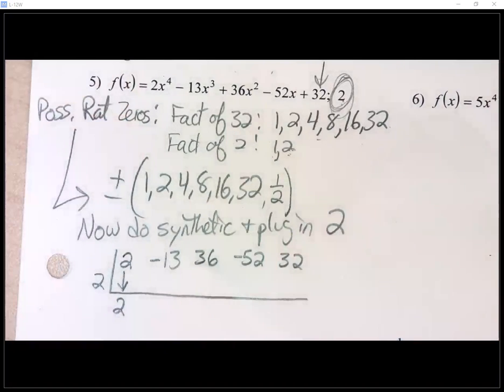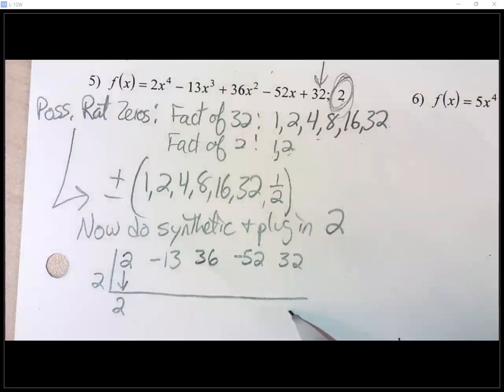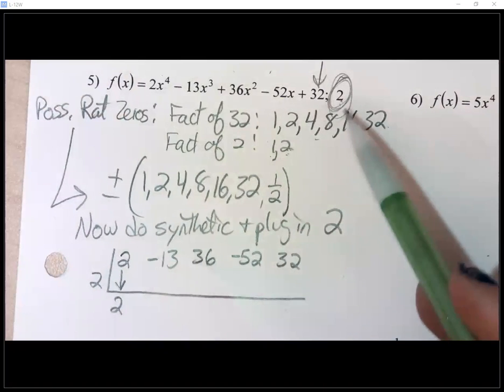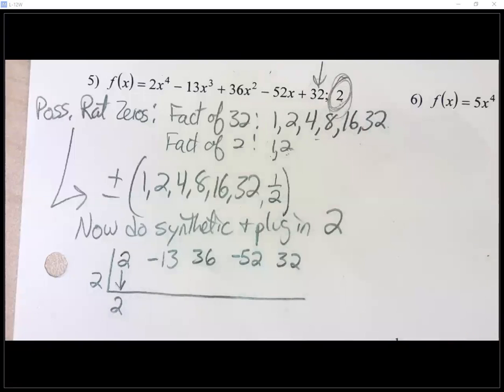What should happen here? Can anybody tell me? What should happen as I do these numbers? I know what answer should be right here. Do you know? It should be a zero. I should not get a remainder because they're telling me, hey, 2 is a zero. That means it's going to divide in evenly. So when I do this, if I don't get a zero right here, I already know I messed up.